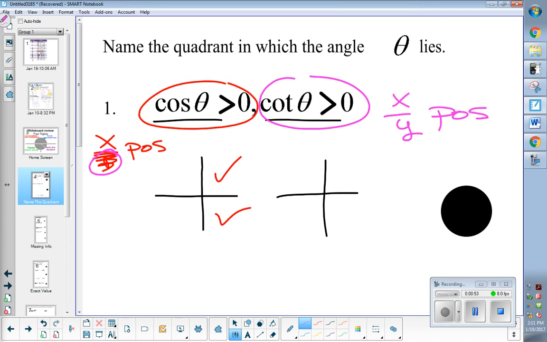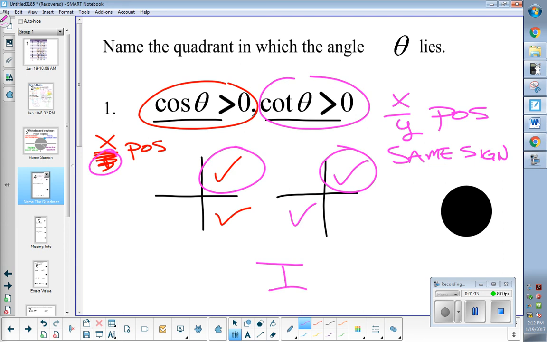They have to be the same sign. Good. X over y is positive means they're the same sign. They could both be positive or they could both be negative. Which 2 quadrants are they the same sign? 1 because they're both positive, or 3 because they're both negative. So which quadrant is true for both of them? That would be quadrant 1.